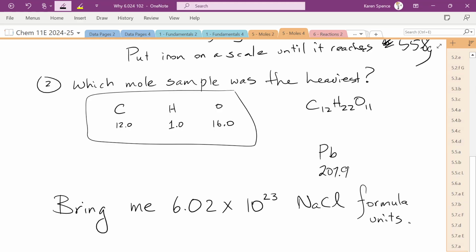Did you take into account the mass of the beaker? No. And once you've got it, you can bring your salt up to me, and I'll check it.